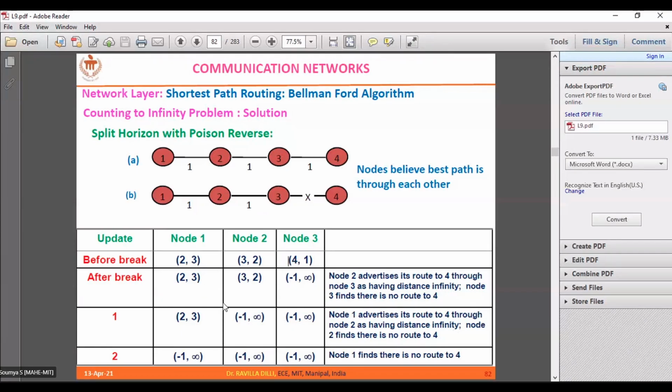After the link failed, what happens? Now the link has failed between 3 and 4, isn't it?